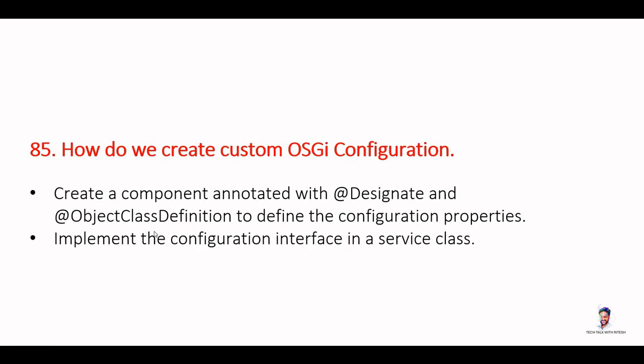Next question is how do we create custom OSGi configuration? Very simple. Create a component. First we'll create an OSGi component and we will annotate it with the @Designate annotation and the @ObjectClassDefinition annotation to define the configuration properties, and finally we will implement the configuration interface in a service class. Let's see it.